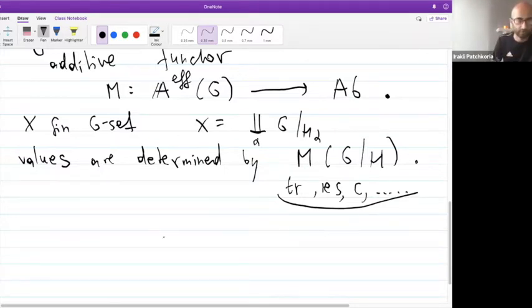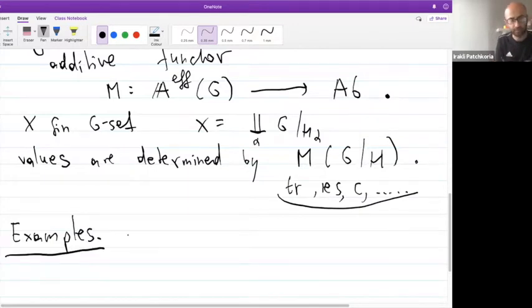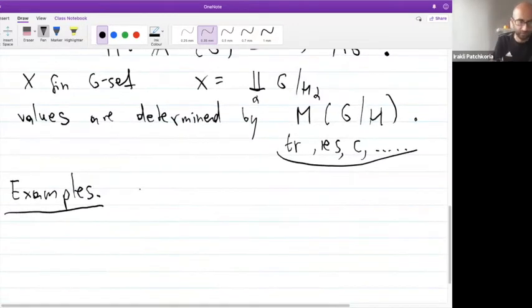Okay, so this is sort of the super quick definition of Mackey functors. Now examples, the ones I care about, at least in this talk. Maybe the first example I should mention is also the first example I've ever seen in my life as a student.